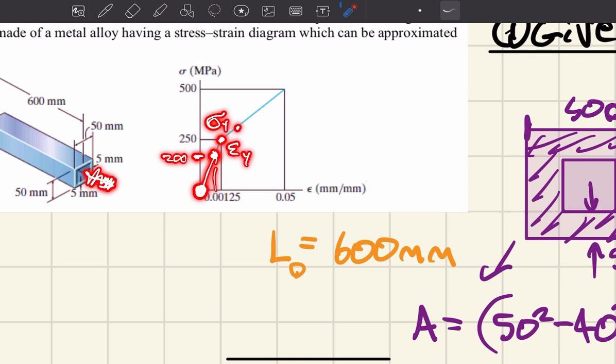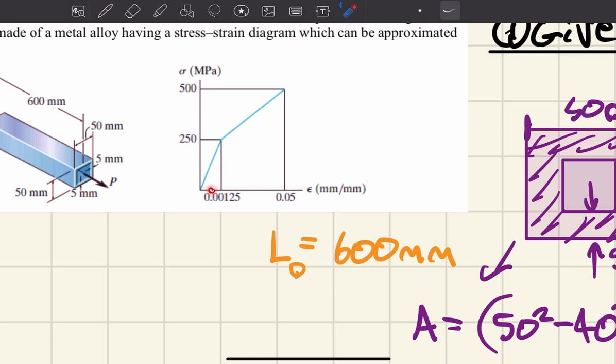Okay, what if I apply a force which causes a stress that is higher than the yield stress? Let's say, for example, 300 megapascals. I apply the stress, and it has applied a strain, so I have some deformation. Let's say I let go now. It will not spring back to zero.